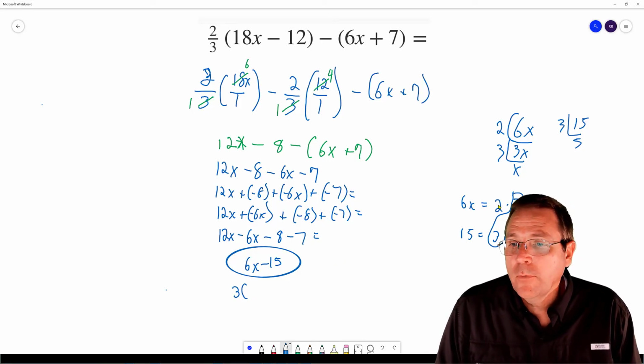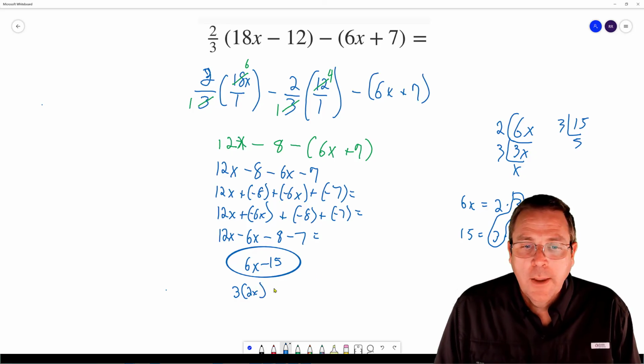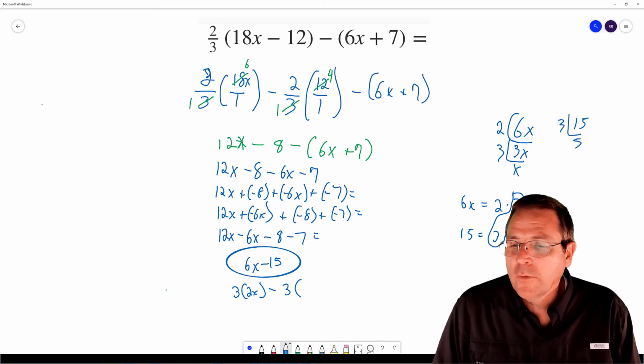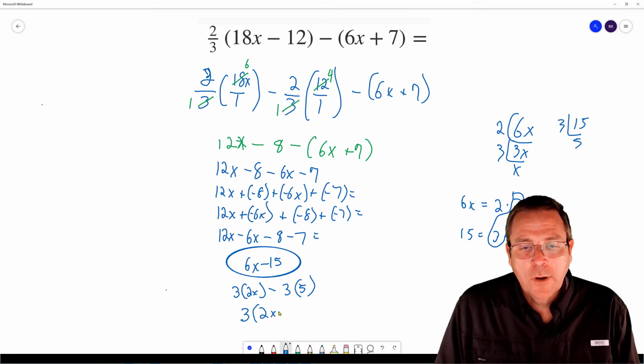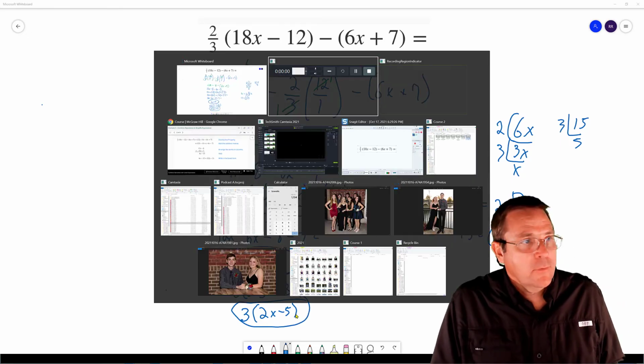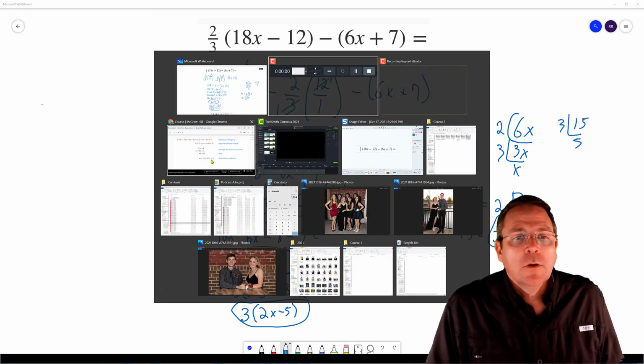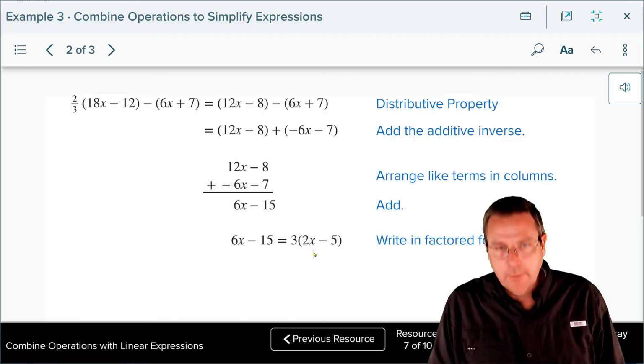What's left in the top one? 2 times x, otherwise known as 2x. And then we've got a minus sign, and then we're going to use that 3 again, and what's left in the second one? A 5. The last thing we're going to do is 3 times 2x minus 5, and we are done. That answer is going to match up perfectly to what the textbook has right here.